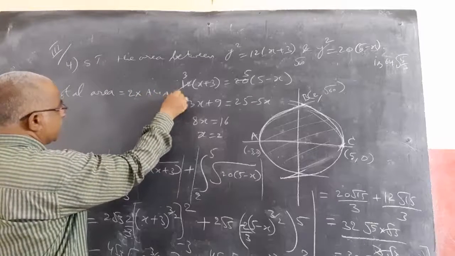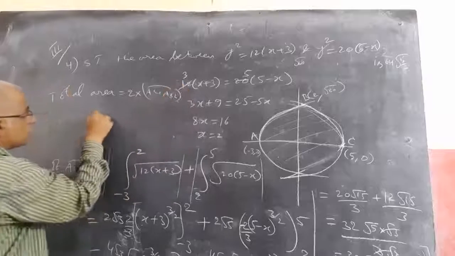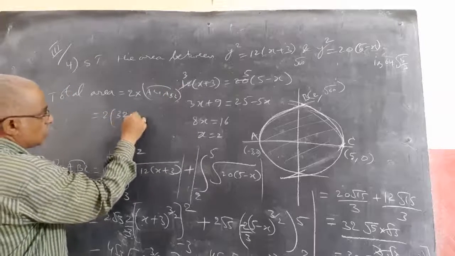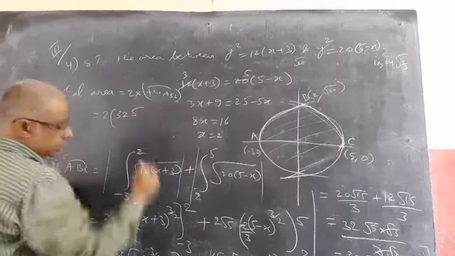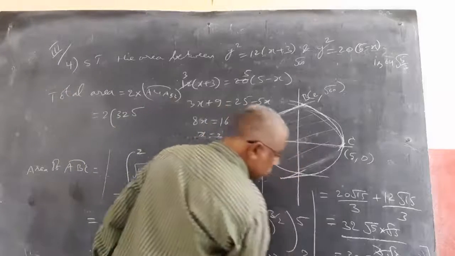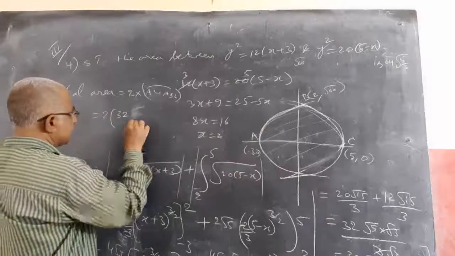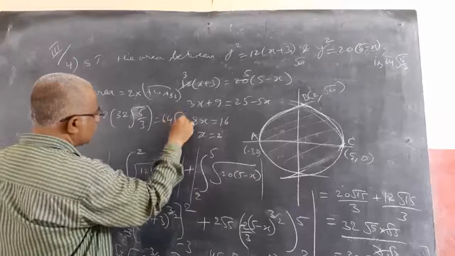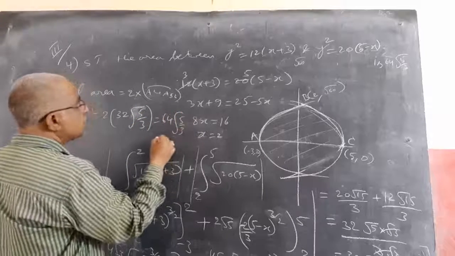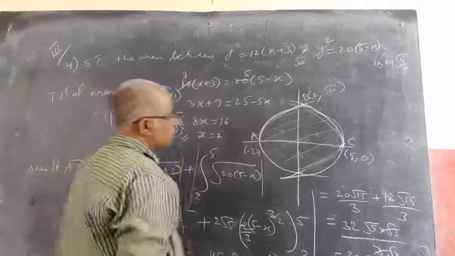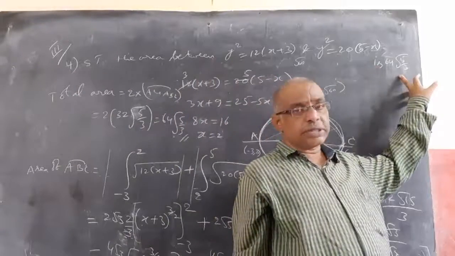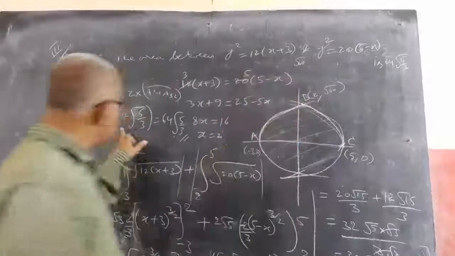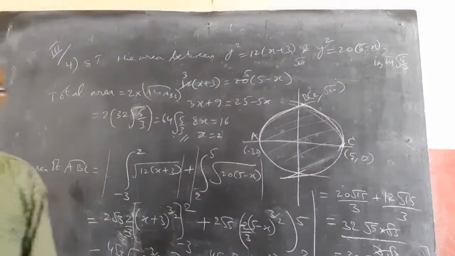2 into area of ABC equals 2 into 32 root 5 by 3. So, taking root 5 by 3 outside, it becomes 64 into root 5 by 3 square units. That is what the question asks us to prove: total area is 64 root 5 by 3.